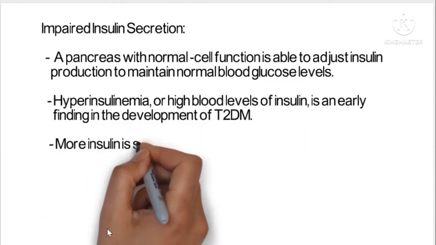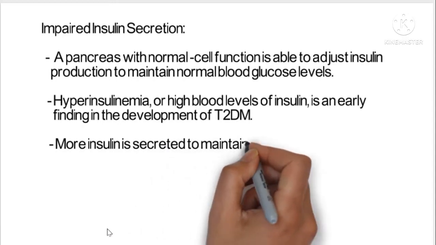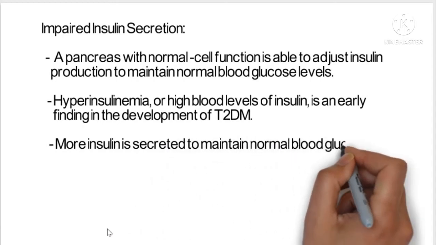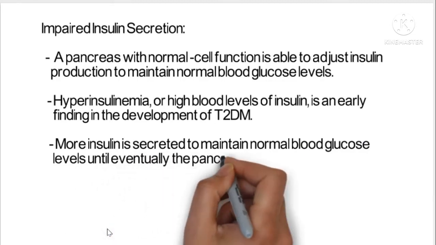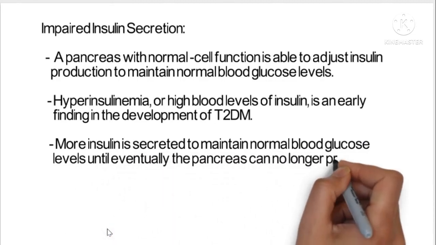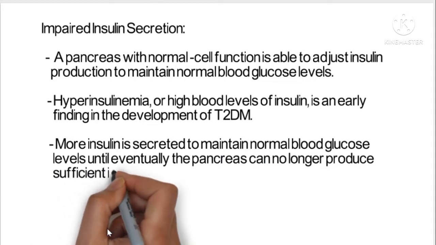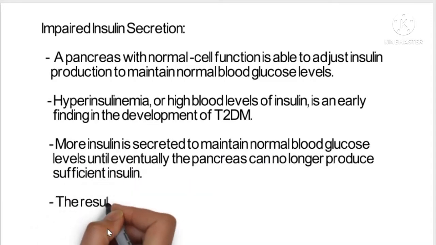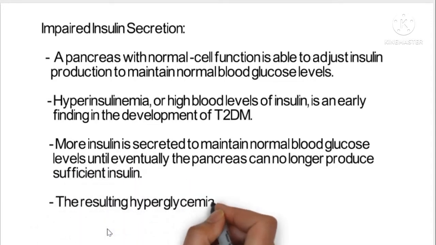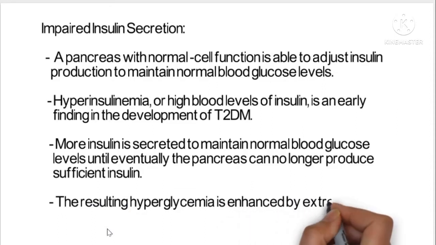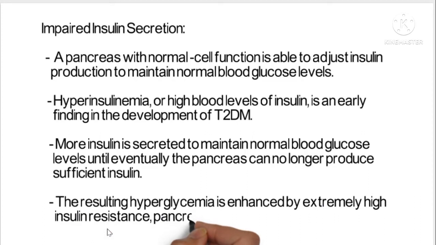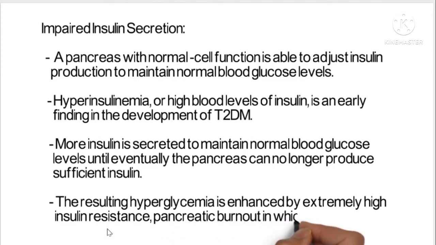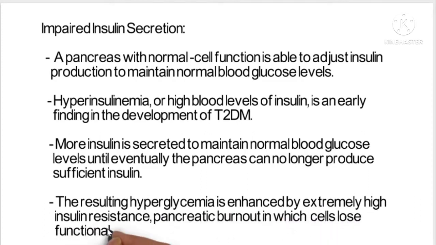In case of hyperinsulinemia, more insulin is secreted from the beta cells to maintain normal blood glucose level, and that results in inability of the pancreas to produce sufficient insulin to maintain normal blood glucose levels. The resulting hyperglycemia will be more due to insulin resistance because no insulin is being produced. This causes the pancreatic burnout in which beta cells lose functional capacity.